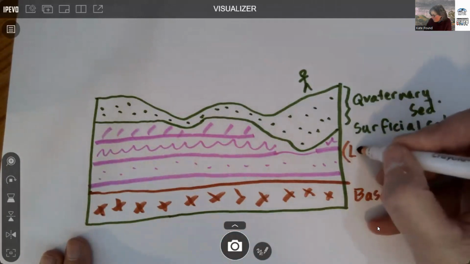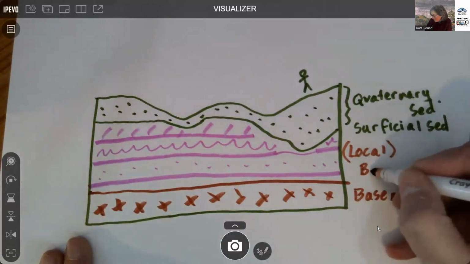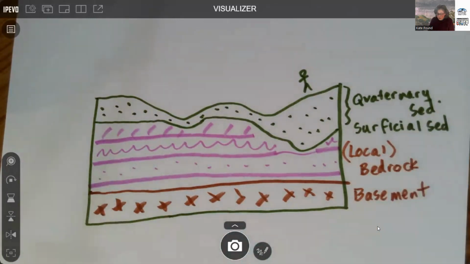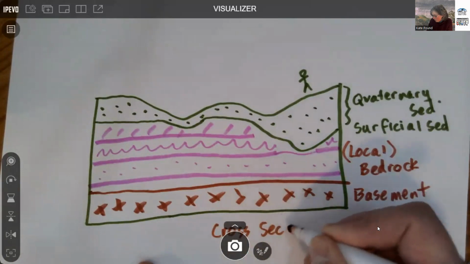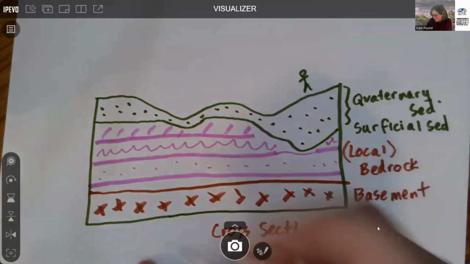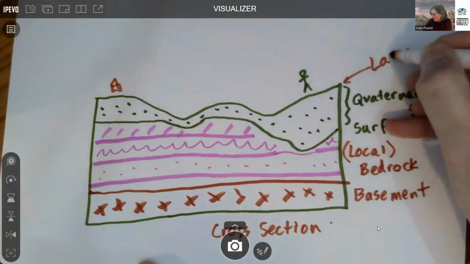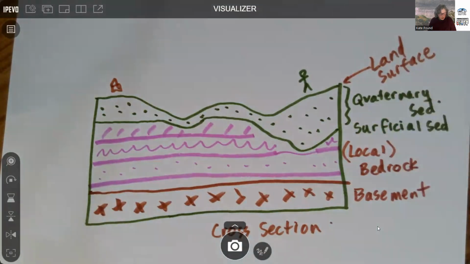Sometimes you see the term local put in front of bedrock, because what the bedrock is depends on where you are. So this is a simple cross section. You can think of it as a vertical slice. And remember that this is the land surface. And so geologists spend a lot of time drawing cross sections.